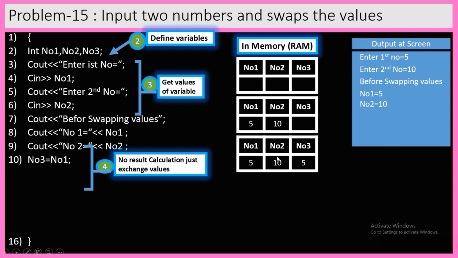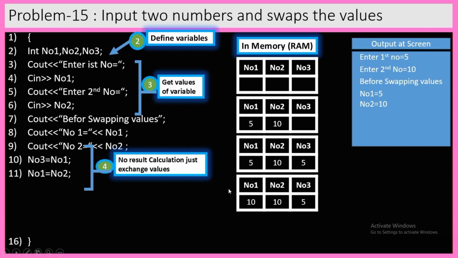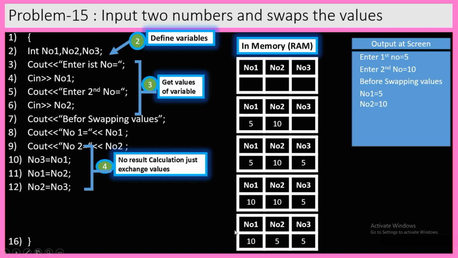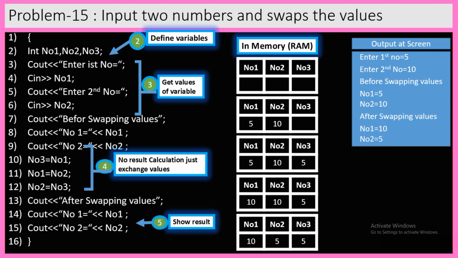Number 3 is equal to number 1. At memory, at number 3, we simply store a value of number 1. In next step, we assign number 2 to number 1. And next step, at line number 12, we assign value of number 3 to number 2. And this swapping, we swap value of number 1 to number 2 and value of number 2 to number 1. In final step, show this swapping values. Number 1 is now 10 and number 2 is 5.